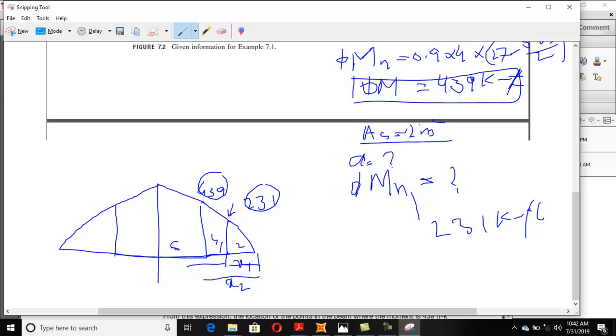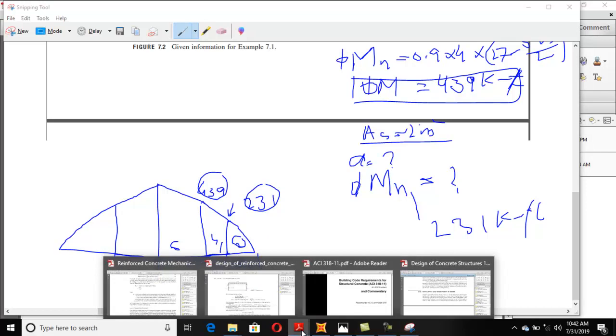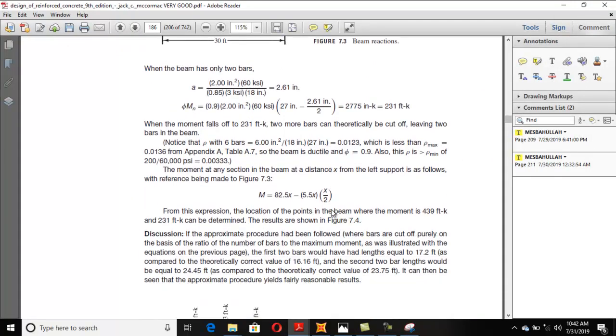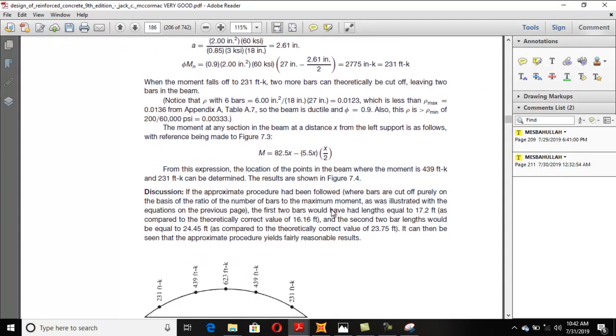So at the support, you have just two bars remaining. At mid, you have six. At the middle portion, you have four bars, and at the edge portion, you have two bars. So this was the basic example of how these bars are working.